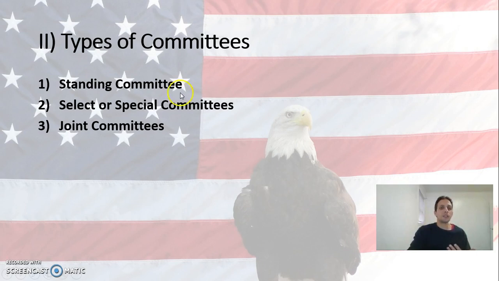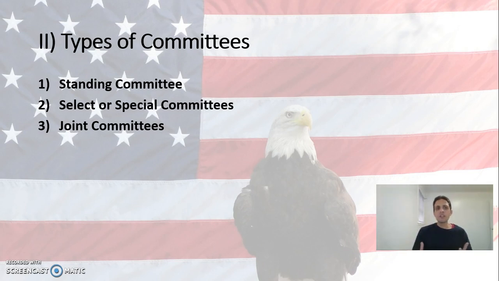They have different committees. There are three major types of committees. The first one is called a standing committee. A standing committee is the one we're going to go into the most detail with. This is a permanent committee that is always in existence, and essentially they become specialists in certain areas of government. For example, you'll have standing committees on agriculture, defense, finance. So they make little expertise groups about certain topics.